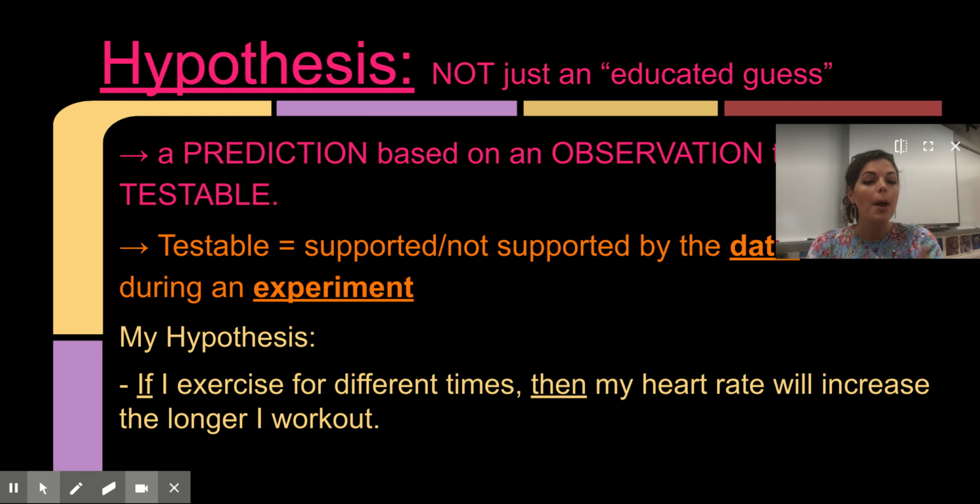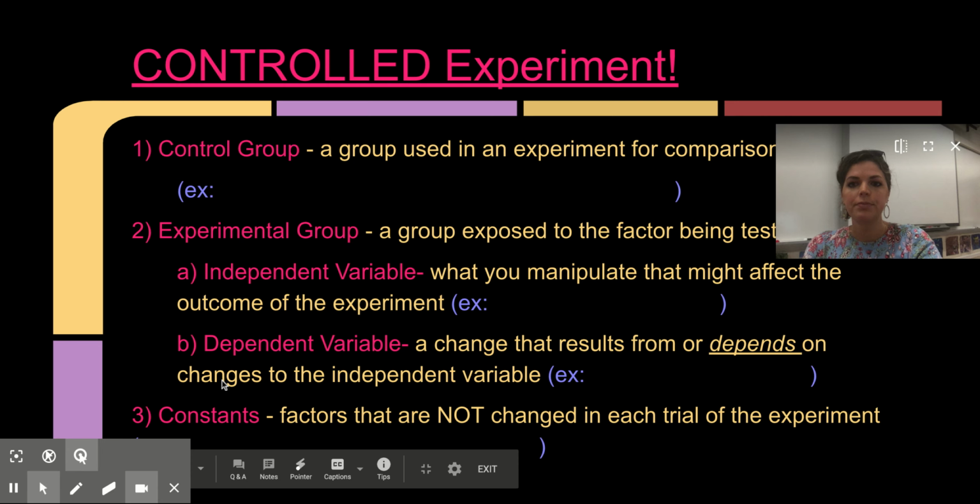You are making a prediction based on an observation, right? So we just said that I felt my heart pounding and people are out of breath when they are running for long periods of time. Now we're taking these observations and we're putting them into an if-then statement. If being the cause, then being the effect.